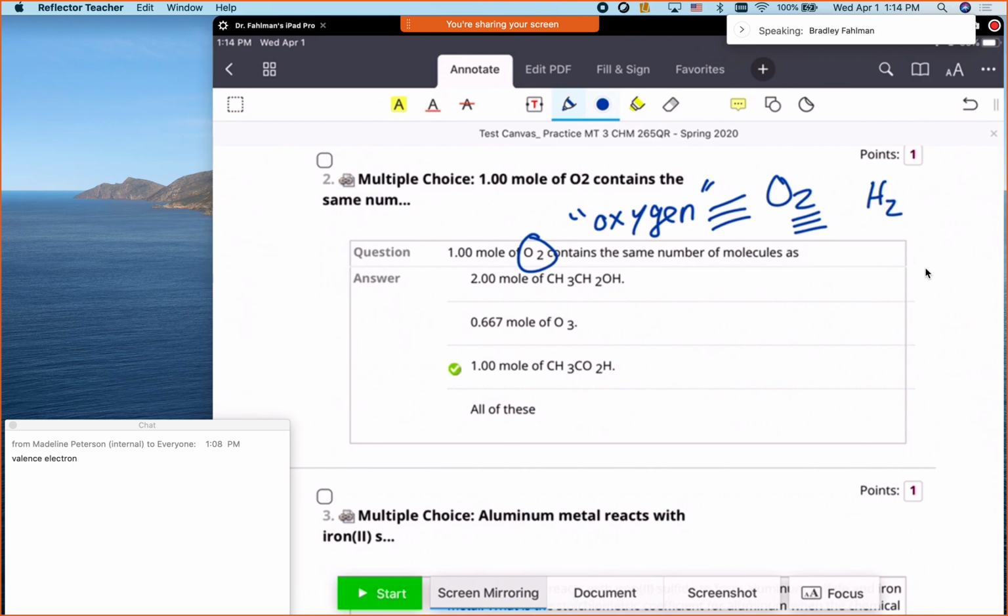And so anyway, I just didn't want to forget mentioning that today. In this case, 1 mole of oxygen will contain, and then you've got different possibilities here. Really, this is just exploiting that 1 mole of anything will equal 1 mole of anything else.